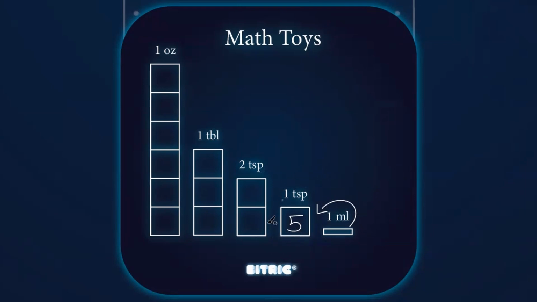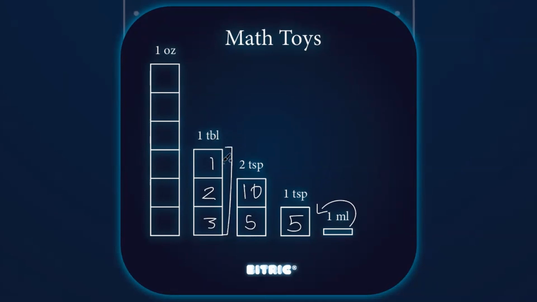Very good. Now, if there are 5 milliliters in 1 teaspoon, how many milliliters are there in 2 teaspoons? There are 10 milliliters. Very good. We can count that up by saying five, 10. Now here we have a tablespoon. A tablespoon is made up of 3 teaspoons: one, two, three. So again, 3 teaspoons go inside of 1 tablespoon.